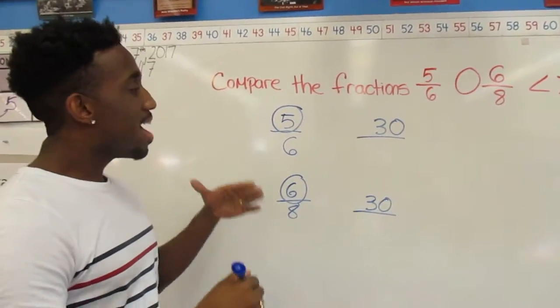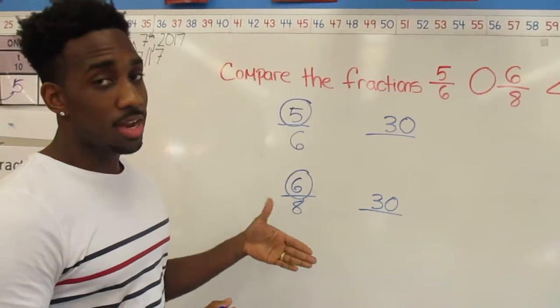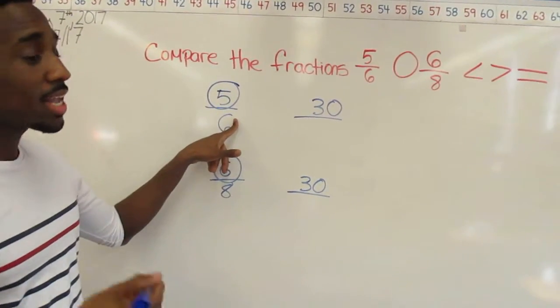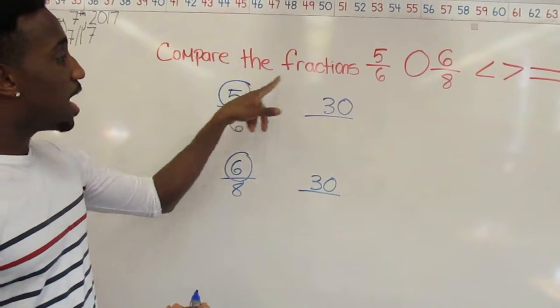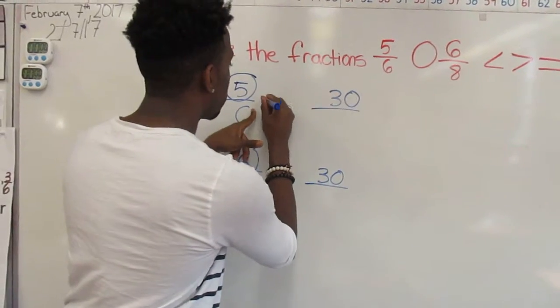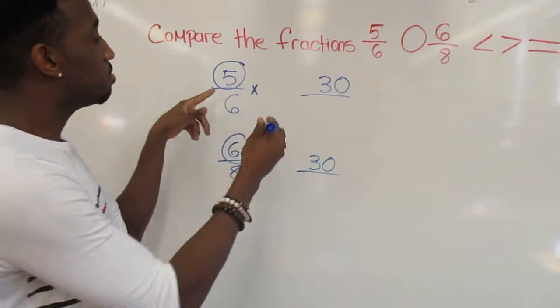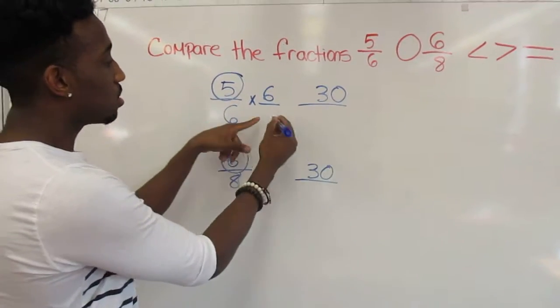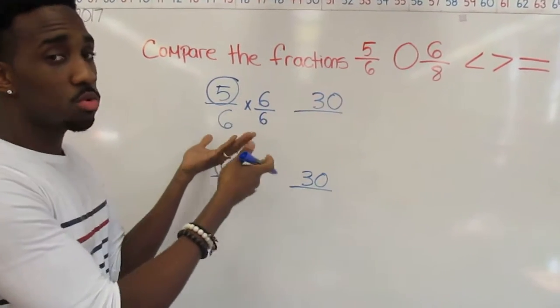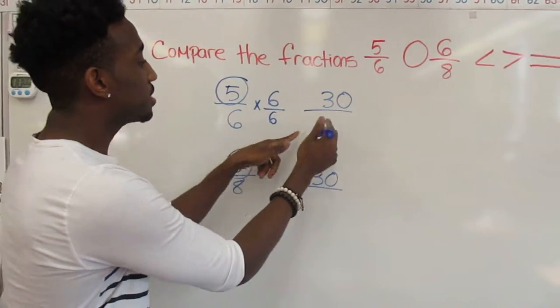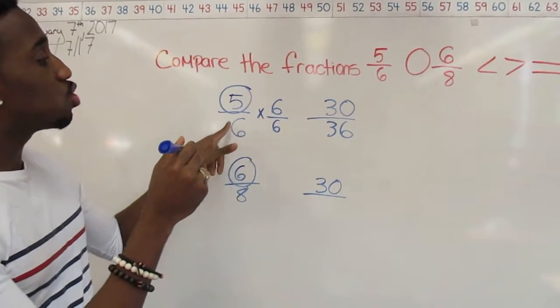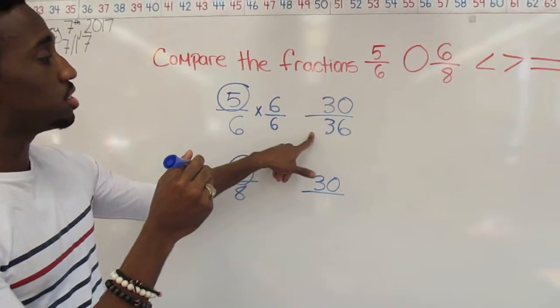Great. Now in order to make these fractions equivalent, I need to multiply my numerator and the denominator by the exact same number. So I know that 5 times something gives me 30. 5 times 6 gives me 30. Therefore, I'm going to multiply my denominator by 6 also to find an equivalent or equal fraction. 6 times 6 is 36. So I know that 5/6 is equivalent to 30 over 36.